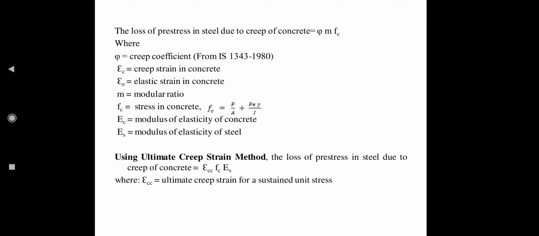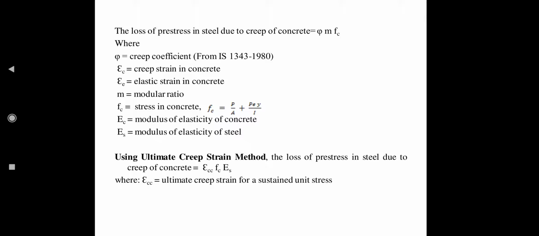When phi is given, then the loss of pre-stress due to creep of concrete is equal to phi m fc, where phi is the creep coefficient which is obtained from IS 1343/1980, m is the modular ratio which is Es by Ec, and fc is the stress in concrete which can be calculated by the given formula.